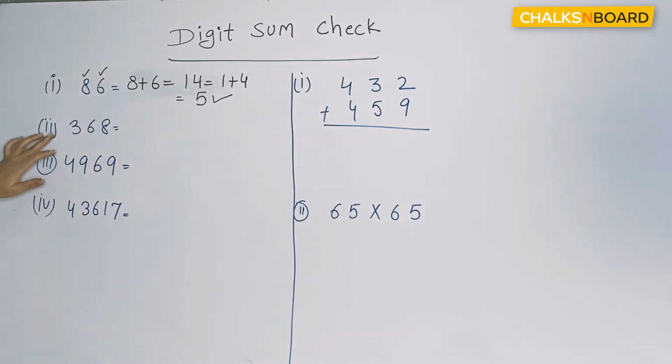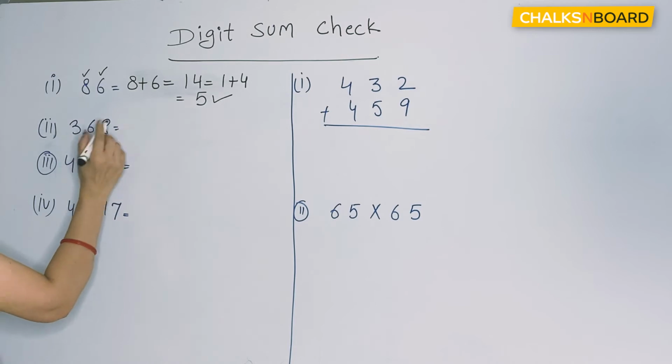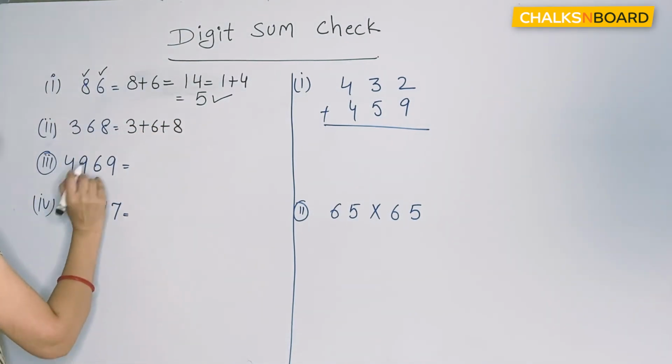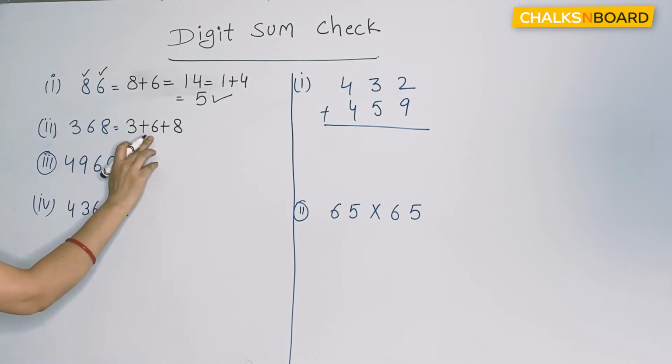In the same way, the second one is 368. Here we have 3 digits, so you have to add all three digits, that is 8. Now you can see 3 plus 6, 9.